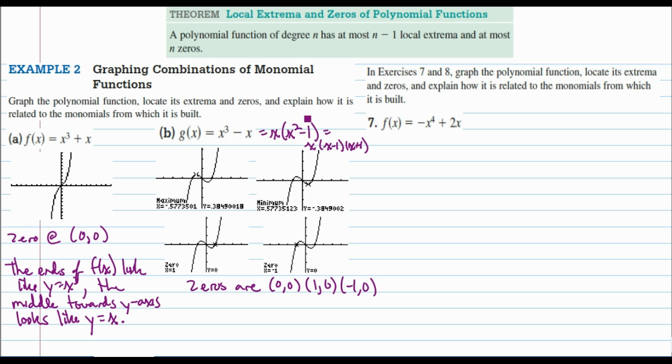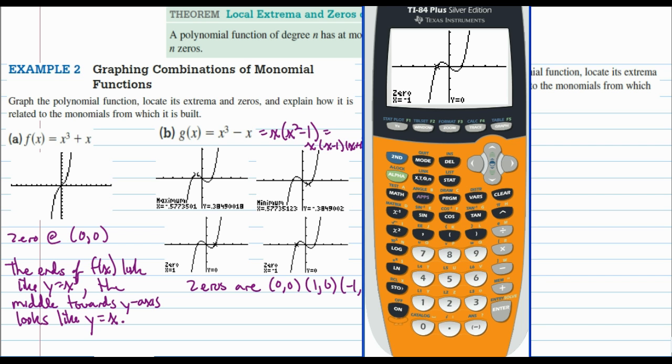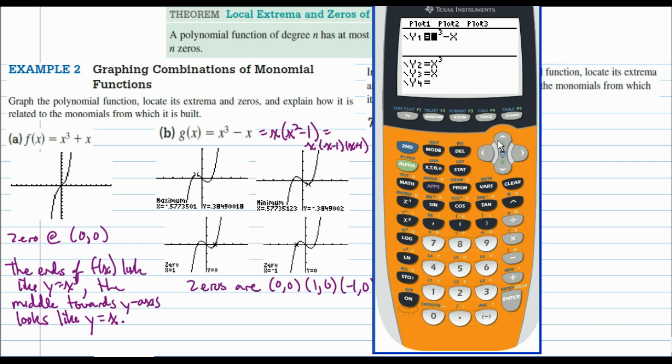Then it wants us to explain how this function is related to the monomials from which it is built. So again, I'm going to look at y equals, and I'm going to put x cubed into y2 and see what that looks like. It looks like it's getting pretty close to looking like this. I'm going to go zoom 6 so I can see out. Yeah, look at that. It's getting really close. On the outsides of the function, it's taking on the x cubed shape. Then I'm going to predict the same thing probably with part A.